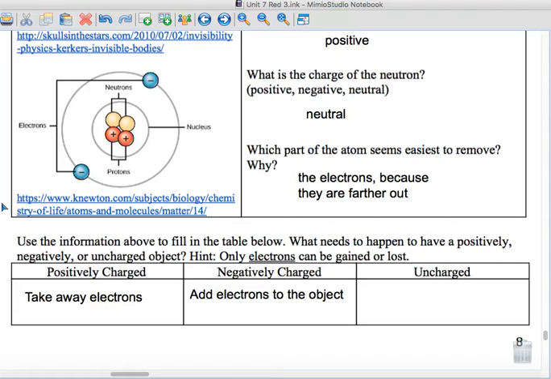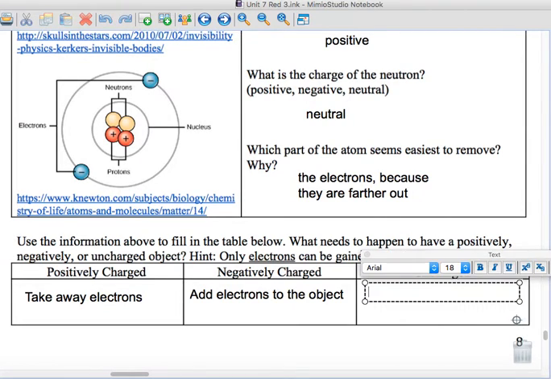Taking away negative electrons leaves you with more positives, because in the beginning, for neutral atoms, the number of protons and the number of electrons are equal. So you have to add electrons to make it more negative, or take electrons away to make it more positive.